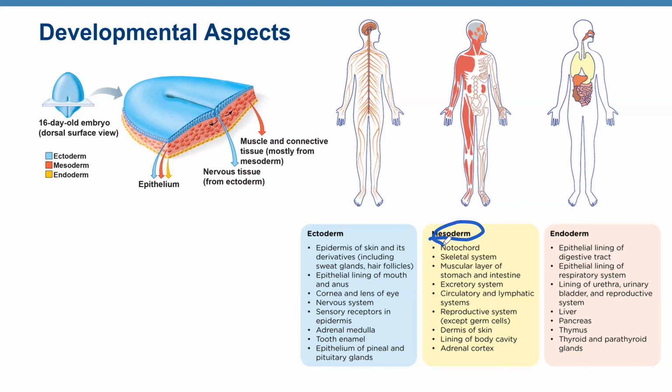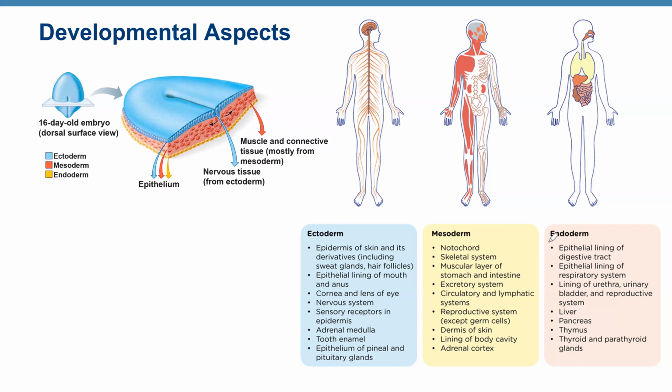Now, from mesoderm, you can see over here, we have muscle and connective tissue. So we will form the notochord and skeletal system, and the notochord will then differentiate into your spine. The skeletal system, so that's connective tissue, right? Because your bones are connective tissue. Also the muscular layer of the stomach and intestine, the excretory system, circulatory and lymphatic systems, the reproductive system except for germ cells, the dermis of the skin, the lining of body cavities, and the adrenal cortex.